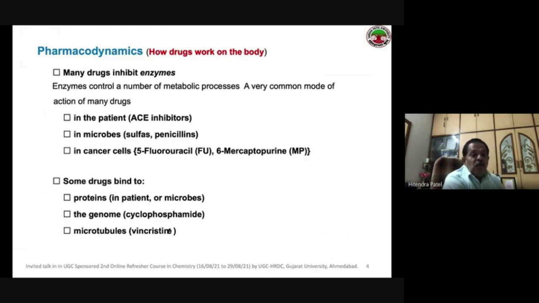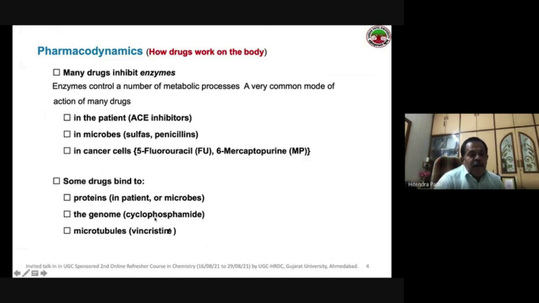A very common mode of action of the drug is observed, specifically the ACE inhibitors in the patient, and in microbes we may talk about the sulfas as well as the penicillin drug molecule. And suppose we have 5-fluorouracil or 5-mercaptopurine, specifically we have to use it for the cancer cell, right? Some of the other drug molecules bind together with the proteins, specifically with the microbes in the patient, and the genome, that means the cyclophosphamide, and microtubules, that means the vincristine.